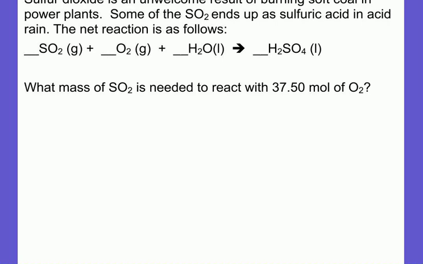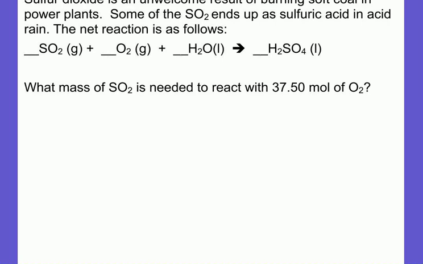Sulfur dioxide is an unwelcome result of burning soft coal in power plants. Some of the sulfur dioxide ends up as sulfuric acid in rain. Net reaction is as follows. So I have the reaction already, I just need to balance it. I'm going to have to look real quick. It actually looks like I'll have 1 too many oxygens, which makes this a little inconvenient, but we can get it figured out.